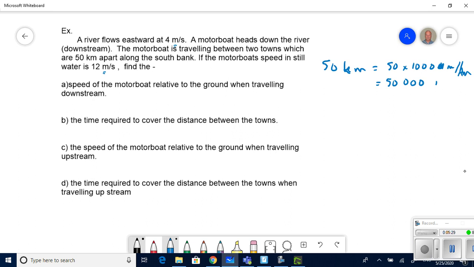Okay, and that's meters. All right, so downstream and upstream. Downstream is when I go with the current. So I'm using the current to help me along here. So the boat is heading downstream.